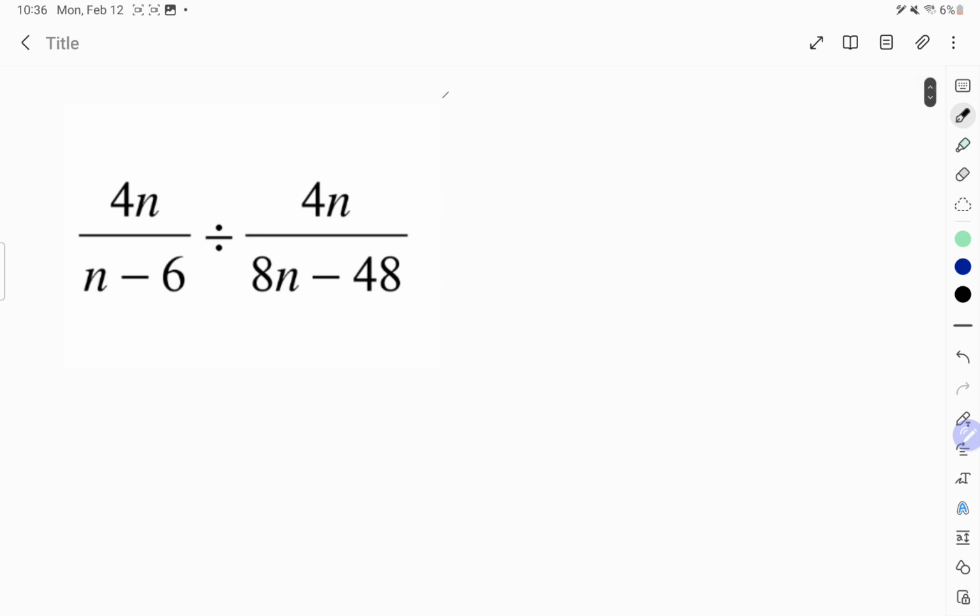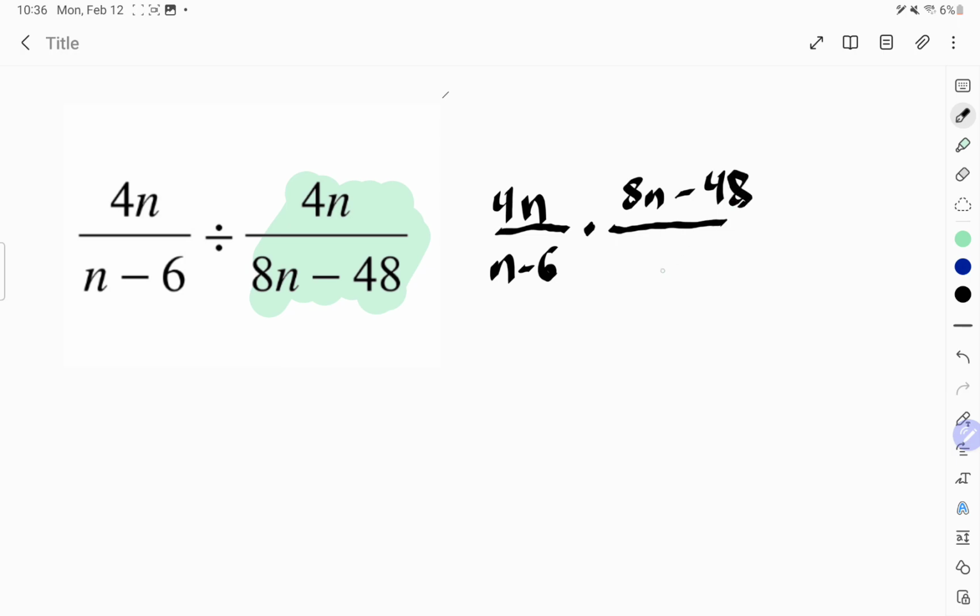So step number 1 is always flip. Whenever you're dividing two fractions or two rationals, you're always gonna do the reciprocal of the second fraction. So that one I'm gonna do the reciprocal of. So we're gonna write 4n, which stays the same, n minus 6, which I'm just gonna leave like that. Now over here I'm gonna change to a multiplication sign, because you always have to do that if you do the reciprocal. And now we're gonna have 8n minus 48, and on the bottom it's just 4n.